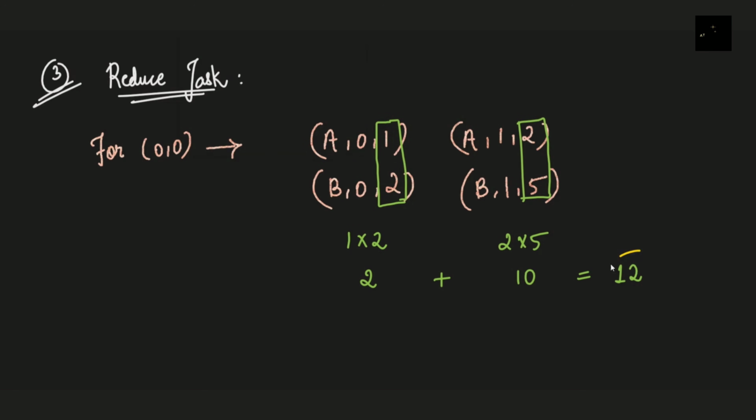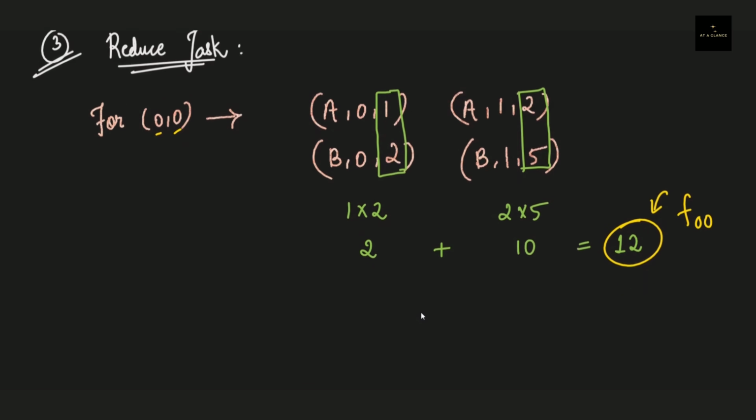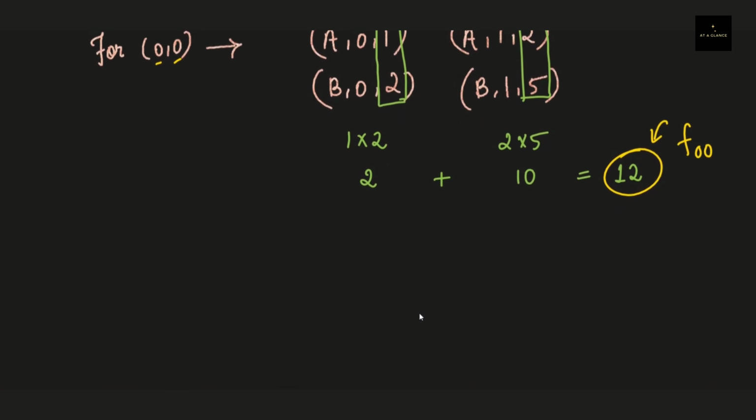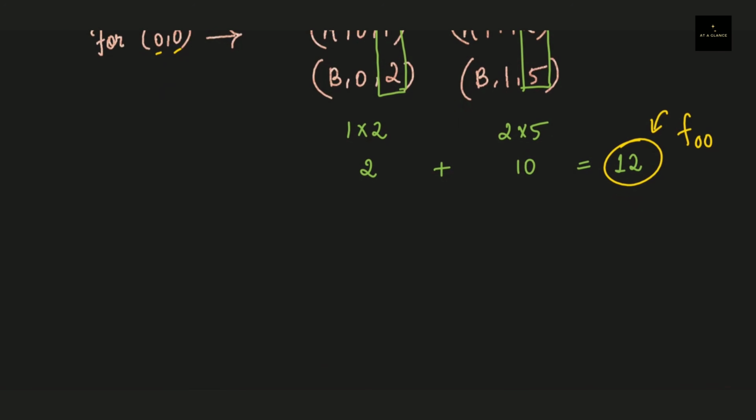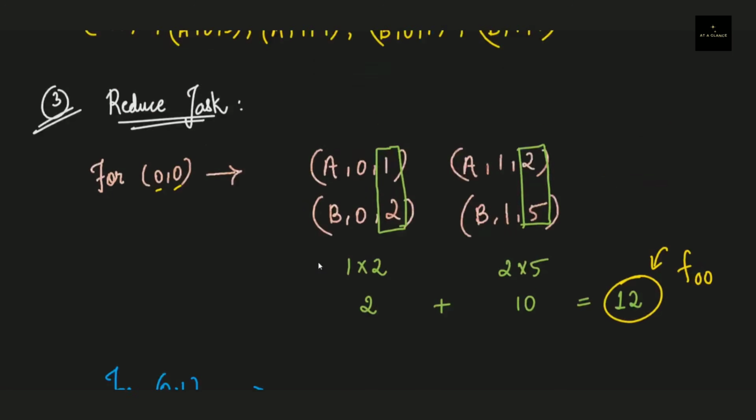Now what is this 12? This 12 is the element which is located at the index 0, 0, because now we are dealing with the key 0, 0. So if our product matrix is denoted by F, the element located at the F00 index will be 12. I hope you have got this particular reduce task. Now we will perform this particular task for each and every key. So let's focus on the next key, which is 0, 1.